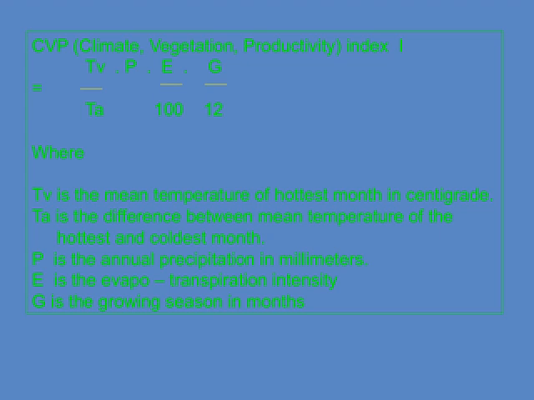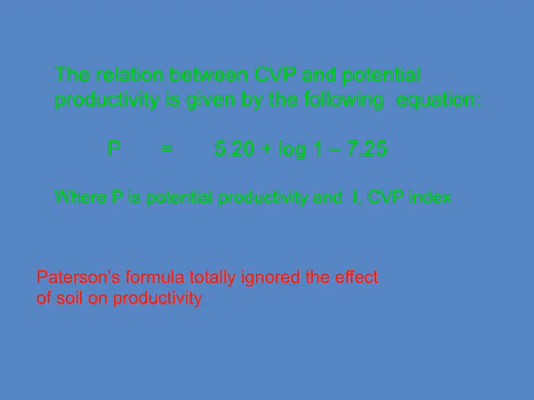Understanding this relationship is essential for ecological planning, agriculture, and managing natural resources effectively. So, by analyzing these variables collectively, we can get a comprehensive picture of the environmental suitability for various types of vegetation. All right, let's talk about how CVP relates to potential productivity.